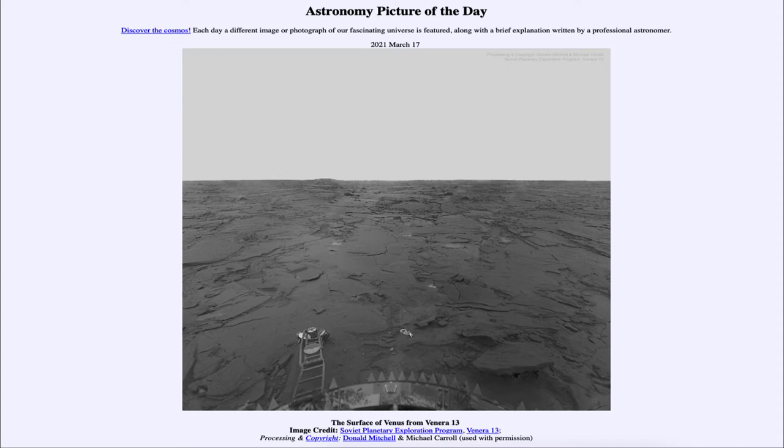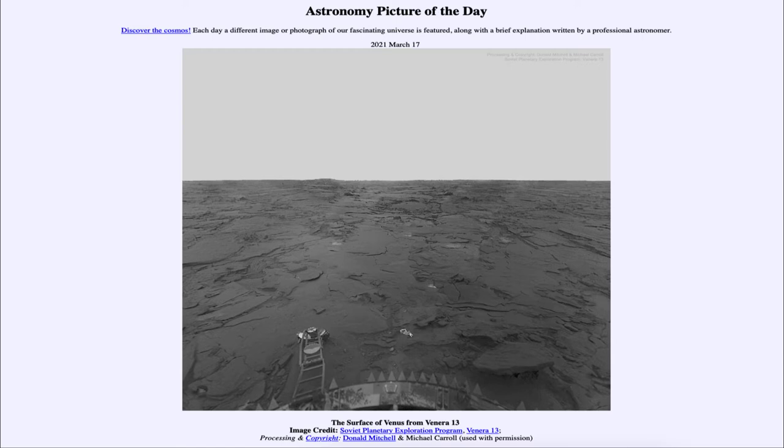So not only can telescopes from Earth not see it, neither can the spacecraft in orbit around Venus. It is completely shrouded in clouds, and it is impossible to see through that.